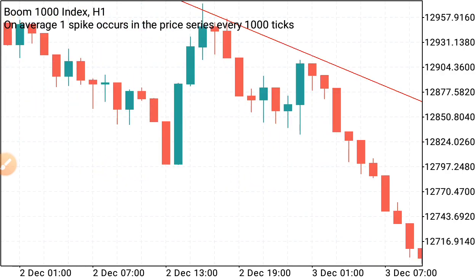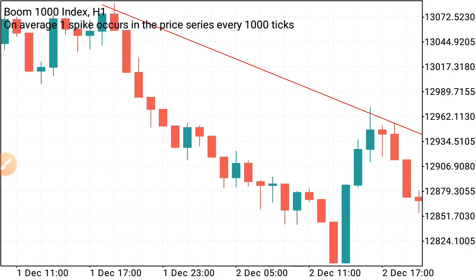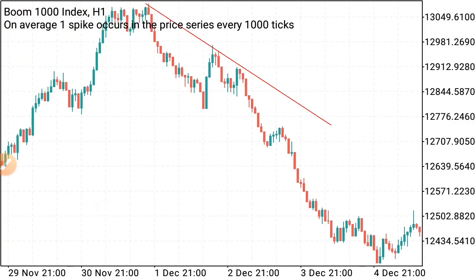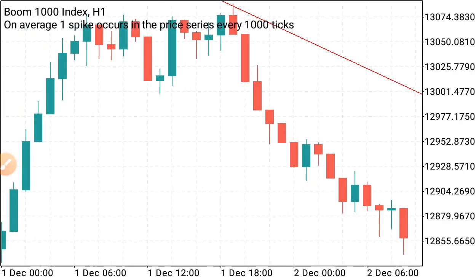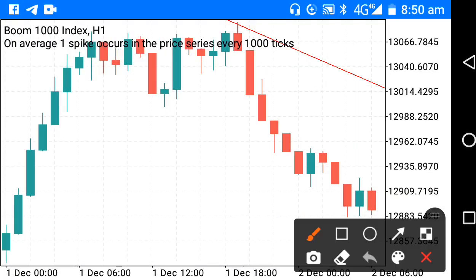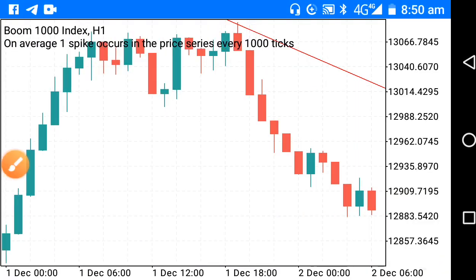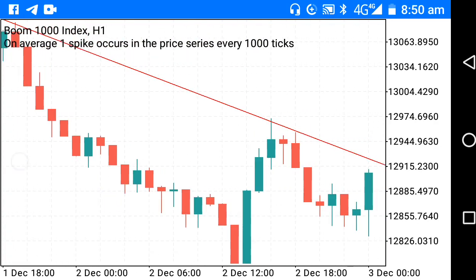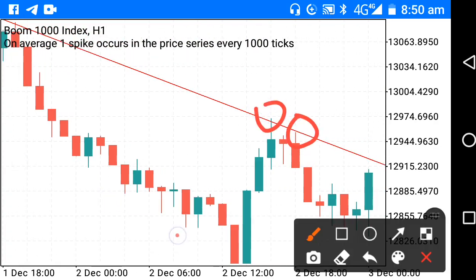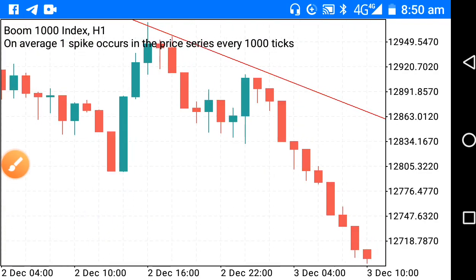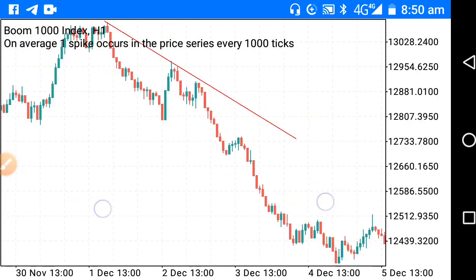Like I said before, the distance is not a problem. We are counting on the touches and not the distance between the touches. So if we adjust this very well, we have the first touch here, and we have the second and the third touch here. And that is it.